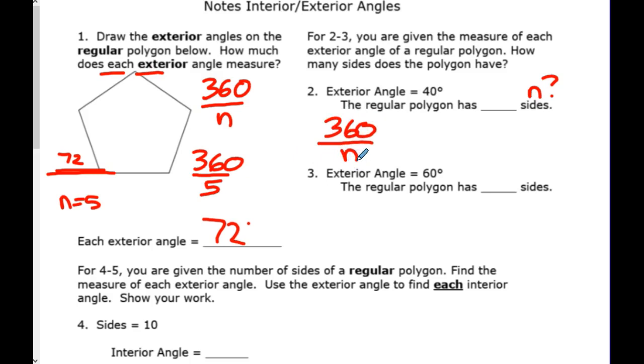Now, it tells us what this equals. It equals how many degrees? 40. So how should we solve for n, besides guess and check?